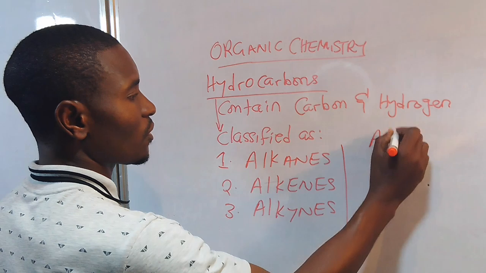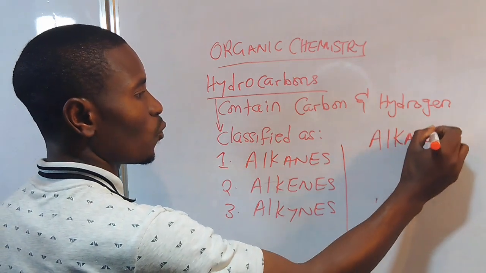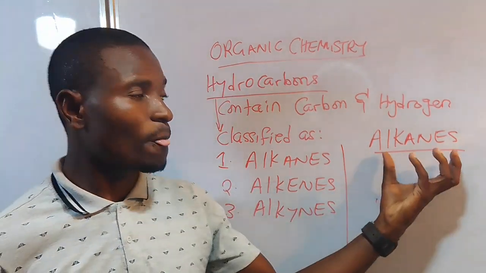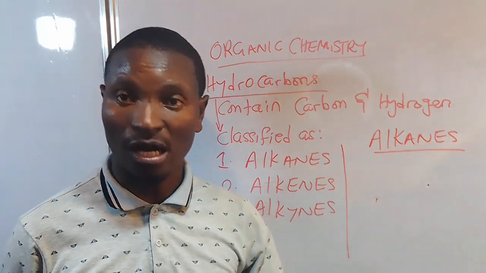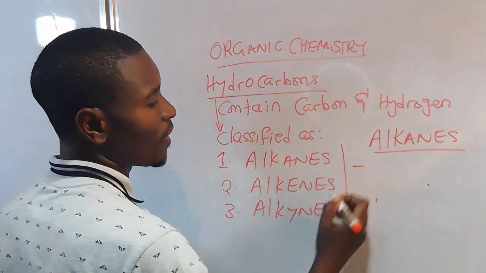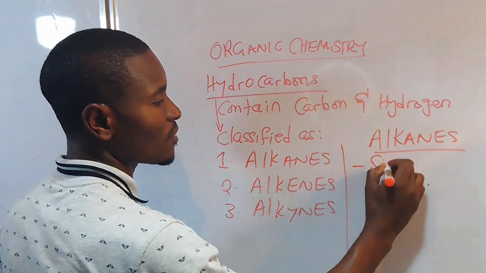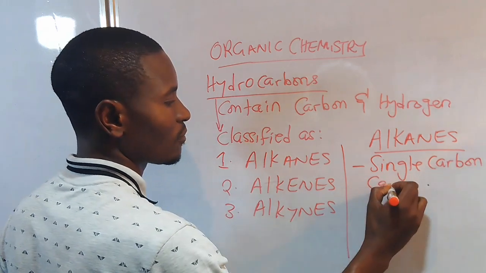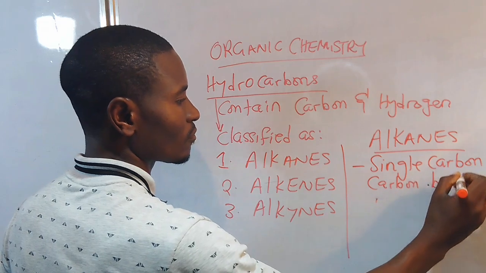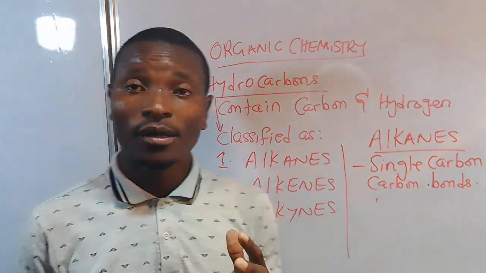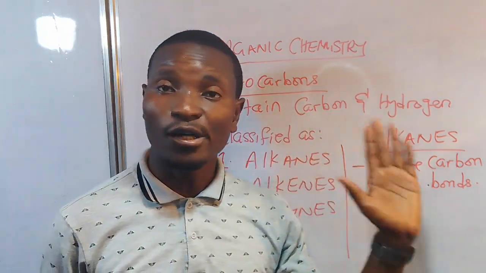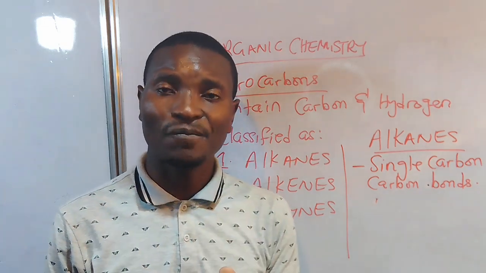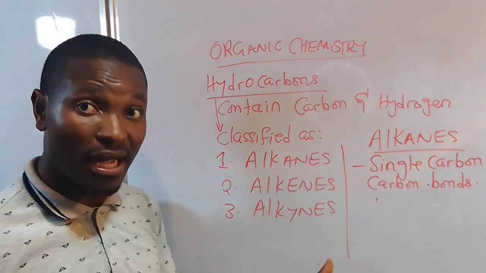Now, having said that, we can go into the idea of what is an alkane. This is a class of the hydrocarbons, and it can be defined as hydrocarbon compounds that have a single carbon to carbon bond. So the alkanes are just hydrocarbons that have single bonds between the carbon to carbon bonds. I'm going to show you what that means.